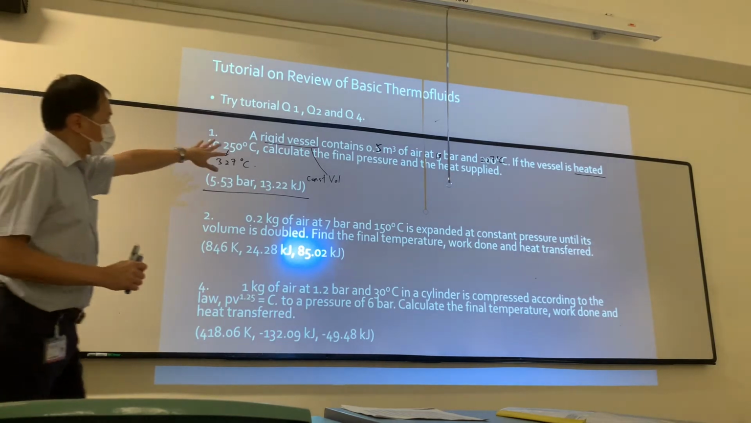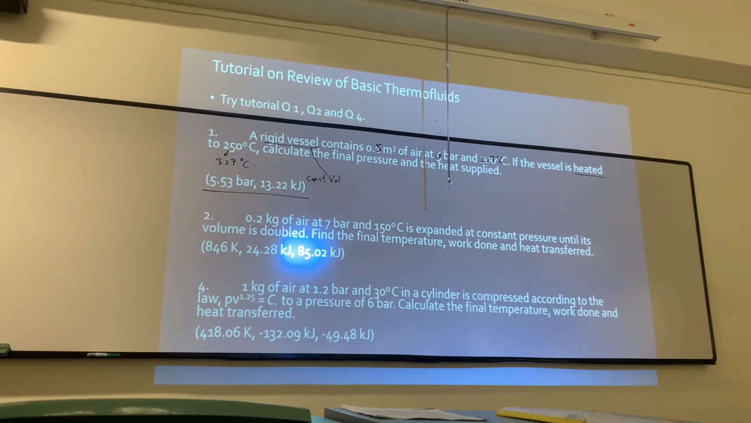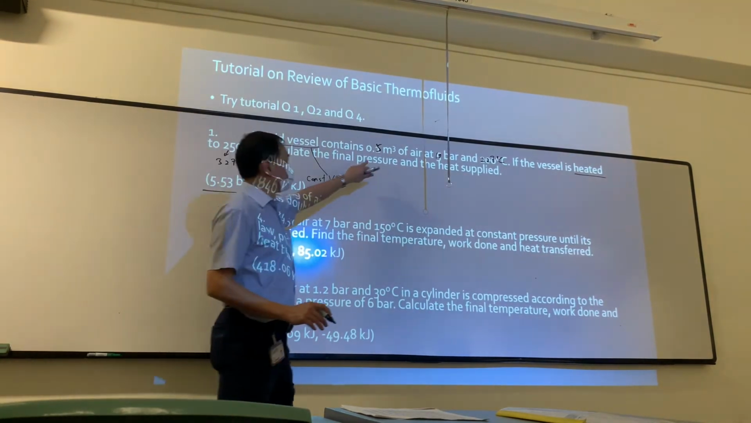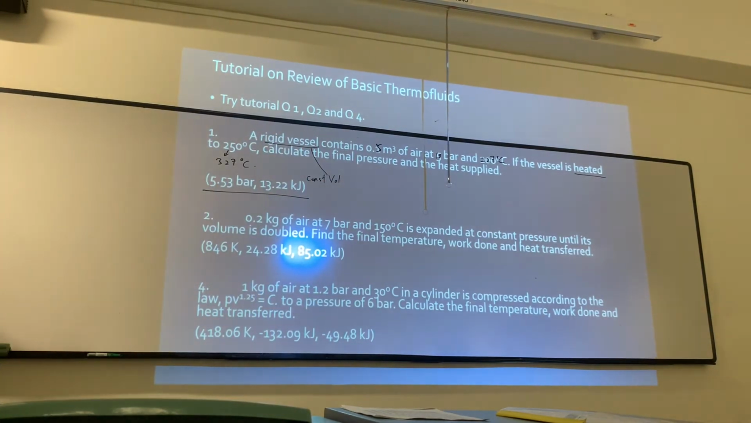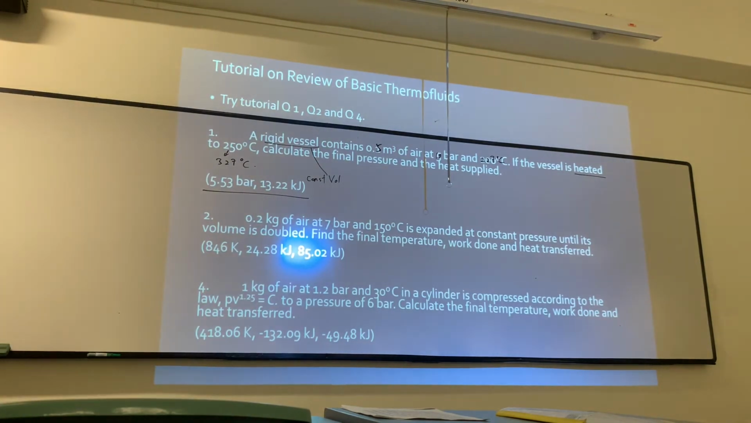Okay, based on this question, let me write down what the question is. So this is a constant volume process. Question 1, constant volume process. Now the initial volume and the final volume are the same. This is 0.5 meter cube. This is constant volume, so the volume has no change, 0.5 meter cube. Initial pressure is 10 bar. And temperature is 227 degrees C.